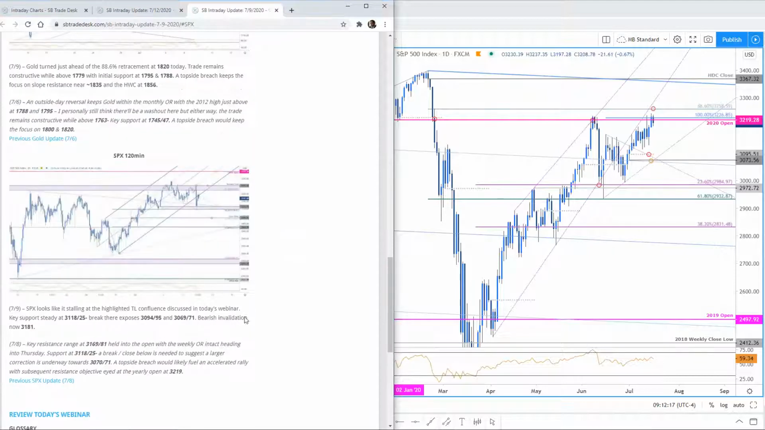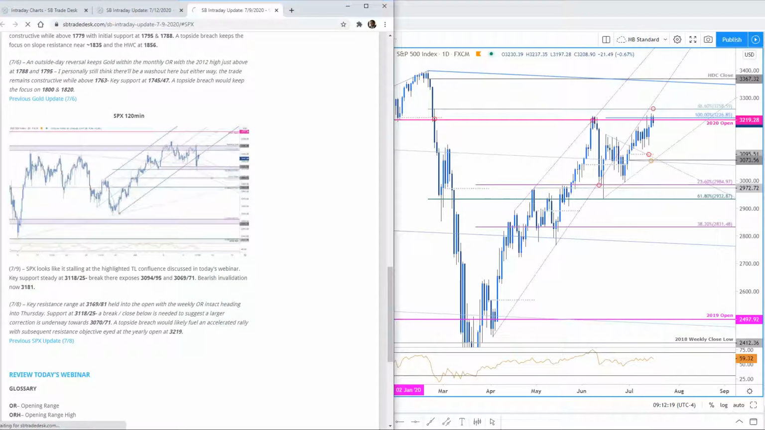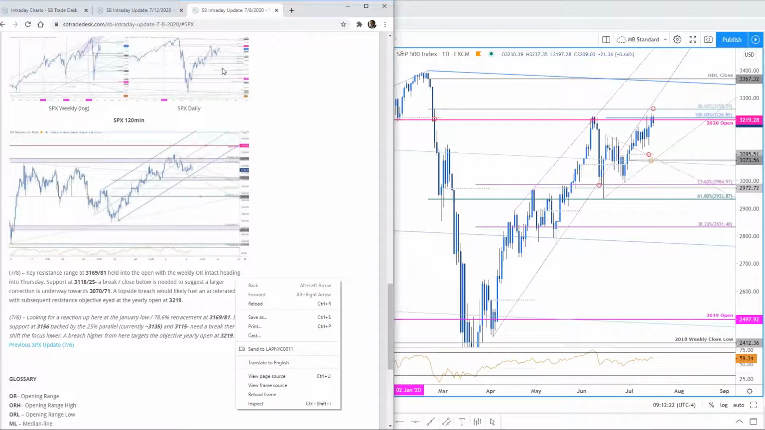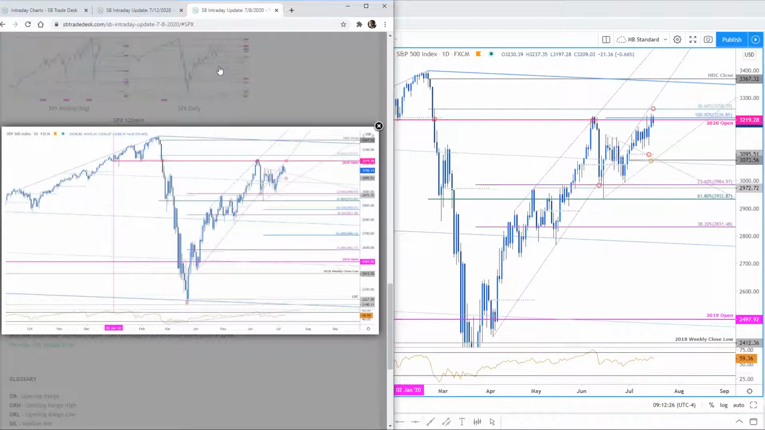Here's SPOOs on the daily chart. This is back from the 8th, so into the start of July trade. We had broken this multi-week consolidation to the upside. Next day, we actually came back and tested it as support. Two levels of major focus on resistance that we were looking at. 32.19 is that 2020 open objective level, right? And then the 88.6, which is 32.58 on the upside.